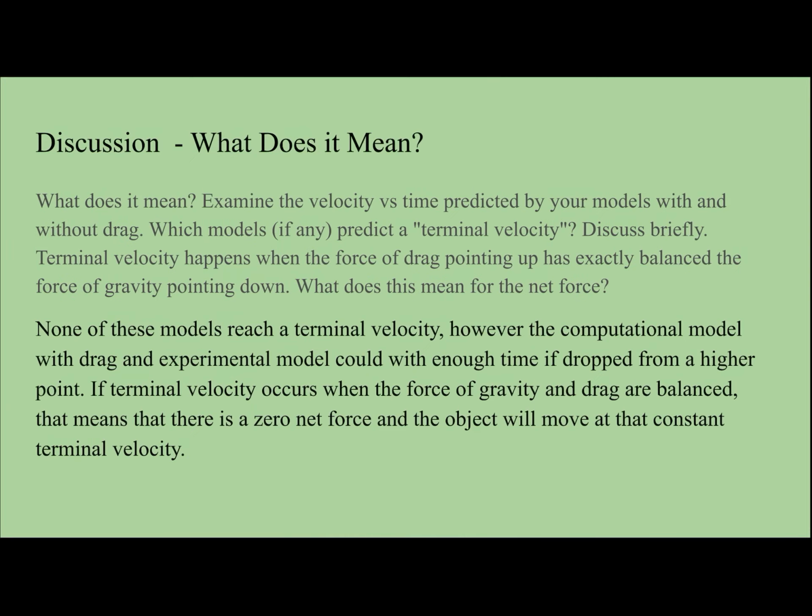So the object's terminal velocity is when the drag force and gravity force are balanced, which means there's a net force of 0. So the computational model with drag and the experimental model could potentially reach a terminal velocity if they had enough time and they were dropped from a higher point, but they didn't in our model. And terminal velocity is when the net force is 0, and at this point the object will move at a constant speed, and that speed is the terminal velocity.